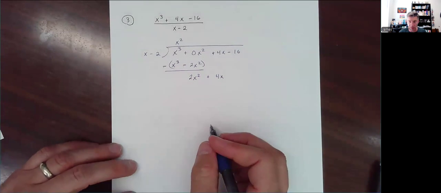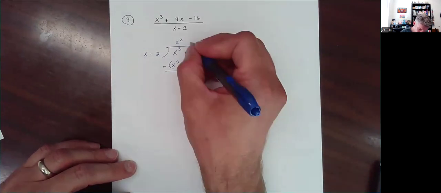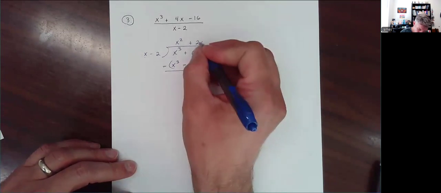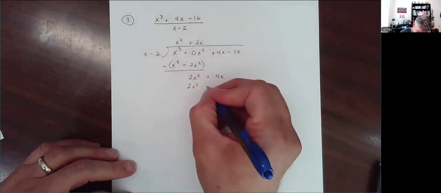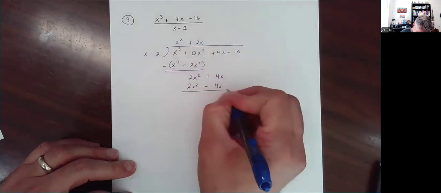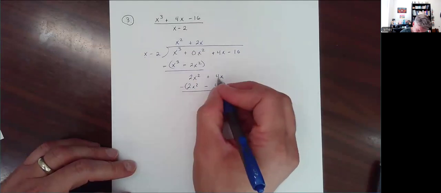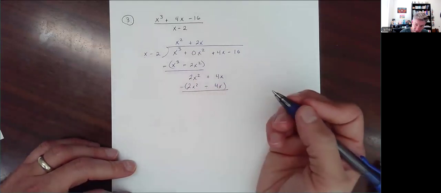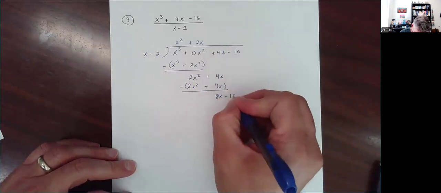So then we ask the question, what do we multiply by x to get 2x squared? And the answer is 2x. 2x times x is 2x squared. 2x times negative 2 is negative 4x. Repeat, subtract. That minus that is 0. 4x minus minus 4x is 4x plus 4x, which is 8x. Bring down the next term, repeat the process.